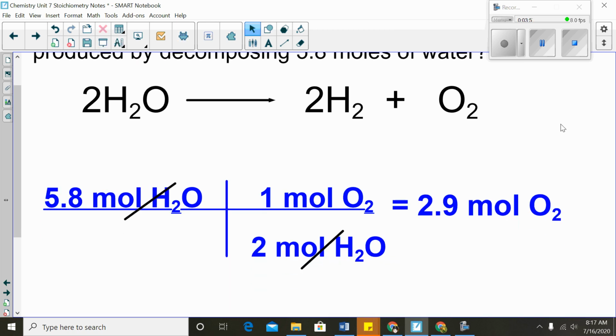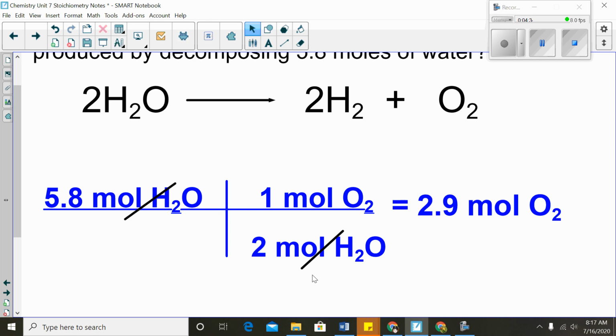So here's how you set this up. You start with the 5.8 moles of water, which is the starting point. You draw your t-square, put in your mole-to-mole ratio. And now in terms of the substances, you want H2O on the bottom, because that's what you started with, and you're trying to determine oxygen. So O2 goes on the top. And now you look for their coefficients. So in front of oxygen, there is no coefficient. That doesn't mean 0. That actually assumes 1. So this is 1 mole of oxygen. And then in front of water, you have a 2. So that's why there's a 2 on the bottom.